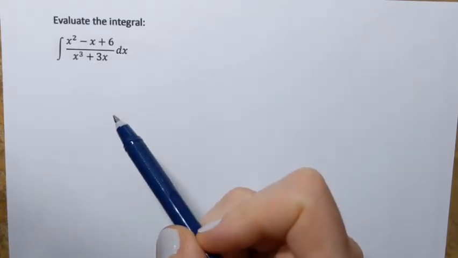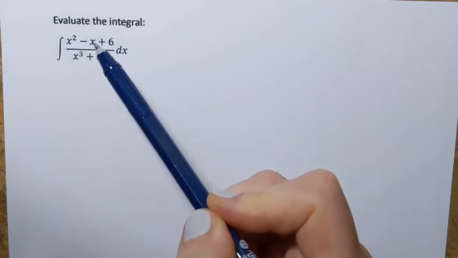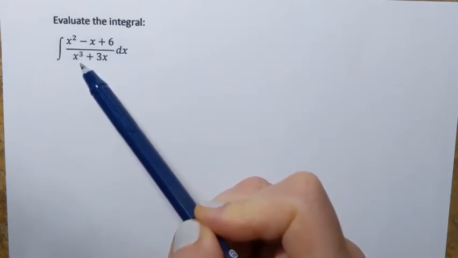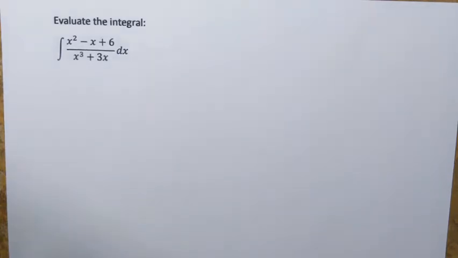In this video, we're going to evaluate the following integral: the integral of x squared minus x plus 6 over x cubed plus 3x dx. To evaluate this integral, we're going to apply the method of partial fractions. But let's first check if all conditions are met so we can start that method.